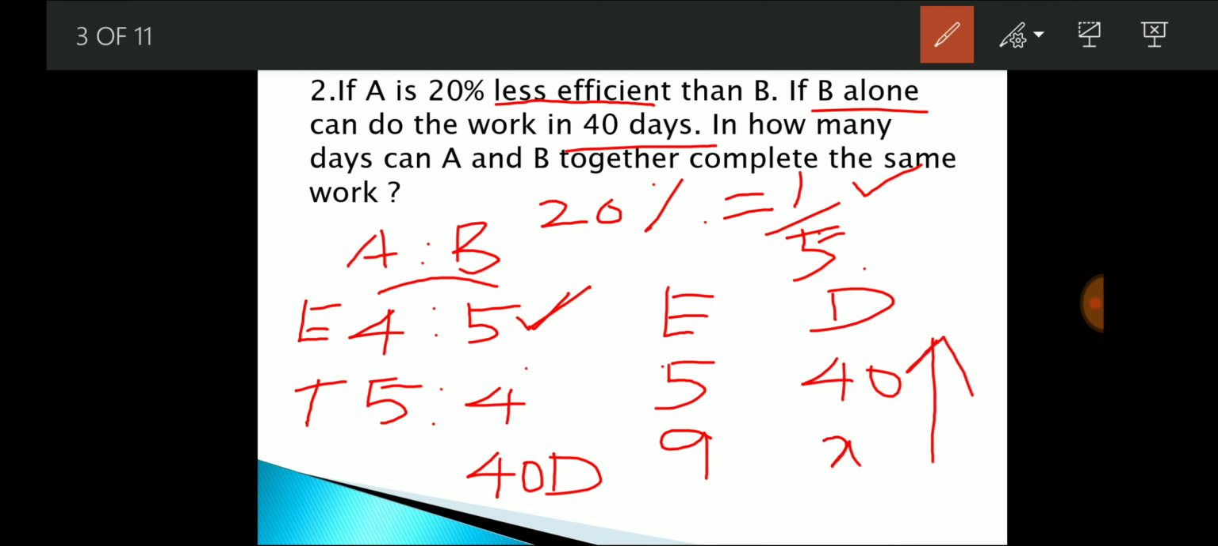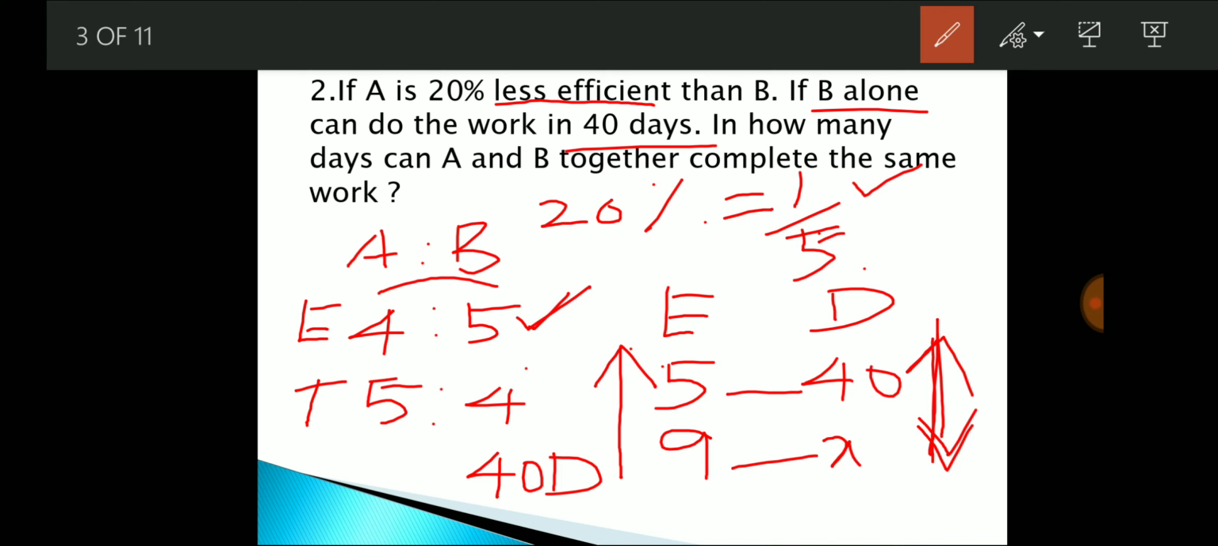We should have an understanding now. When the efficiency increases, the number of days decreases. The efficiency is increasing here, so the number of days will reduce. When the efficiency increases, the number of days reduces. We'll have to directly multiply. Instead of cross multiplying, we'll have to multiply directly.